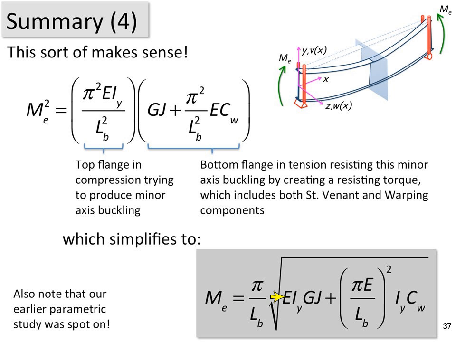And the thing to note is, we did that parametric study earlier on, and we can see that the E and the G are always in the numerator, and the I_y and the J and the C_w are always in the numerator. So we were spot on there, and the elastic critical buckling moment is inversely proportional to the unbraced length. So the longer the unbraced length, the smaller the elastic buckling load.